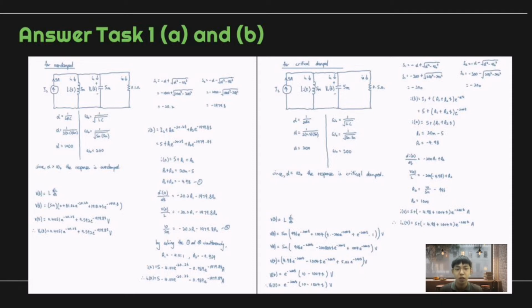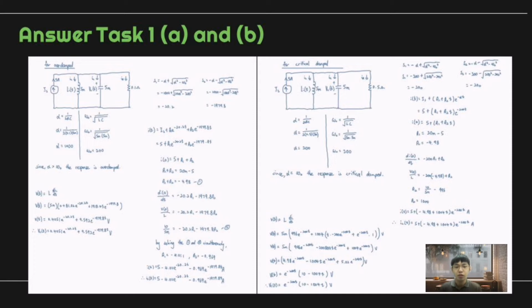The roots are found using the formula negative alpha plus minus square root of alpha squared minus omega naught squared, and we got negative 20.2 and negative 1979.8. Then we use the general equation for i(t) in overdamped response, which is Is plus A1 e^(s1 t) plus A2 e^(s2 t). Over here we substitute everything inside this general equation. The Is is the final value for the current of the whole circuit, which is the 5 amps that we were given in the question. For the s, we substitute negative 20.2 as s1 and negative 1979.8 as s2.